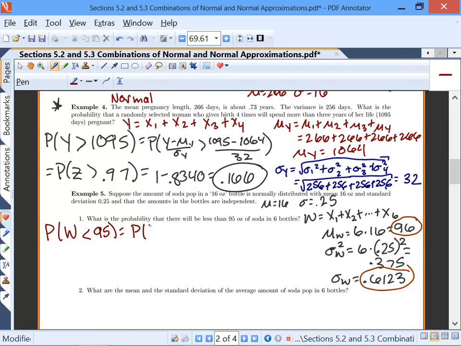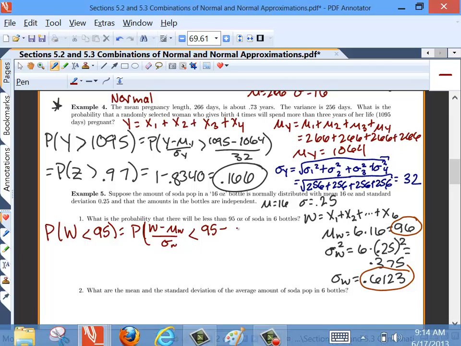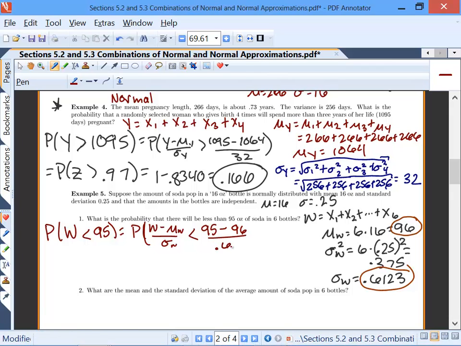When I standardize it, it will be W minus the mean of W over the standard deviation of W is less than 95 minus our new mean of 96 divided by our new standard deviation of 0.6123. So this becomes the probability that Z is less than 1.63. If you look up 1.63 on your table, that is the Z value, and then I look for the probability in the middle. It gives me 0.9484. So about a 94% chance that there's less than 95 ounces.